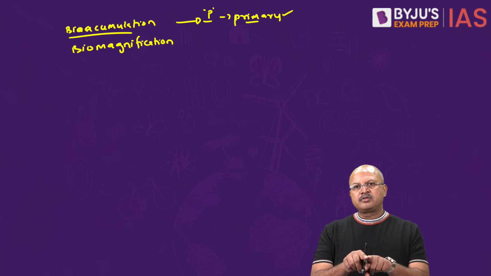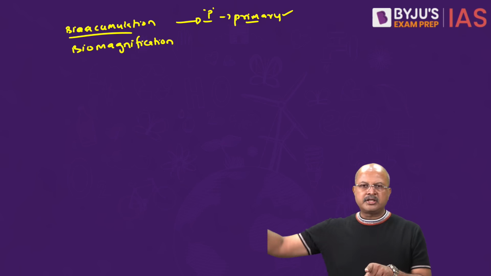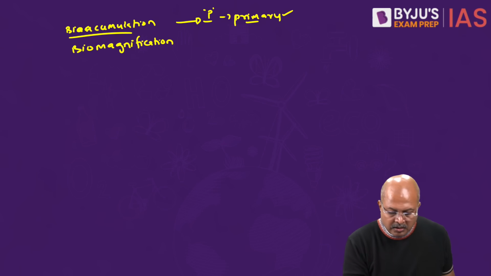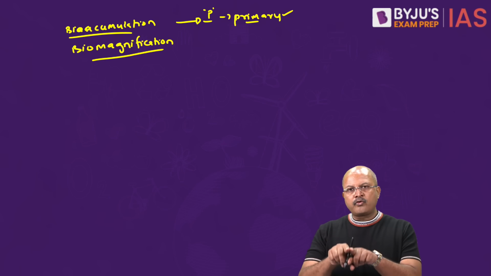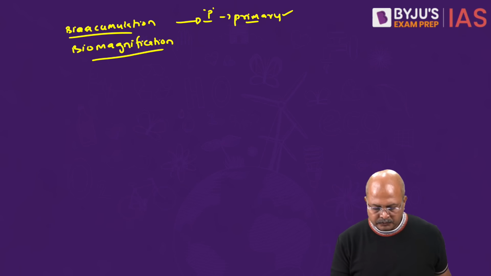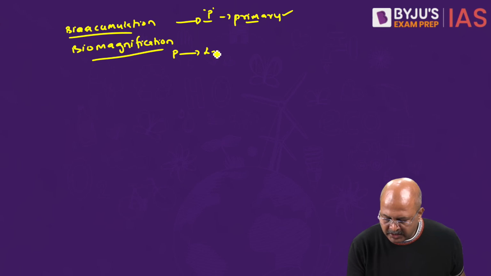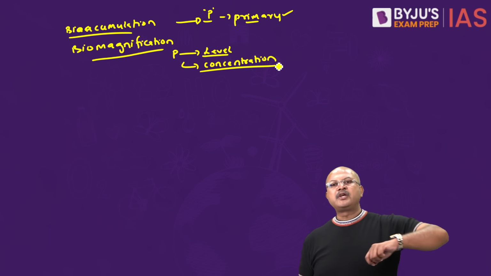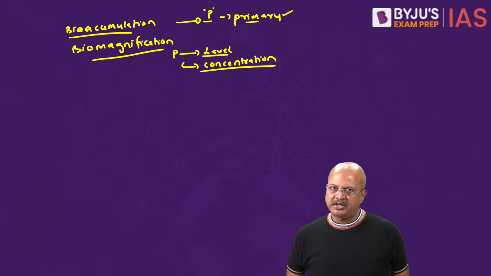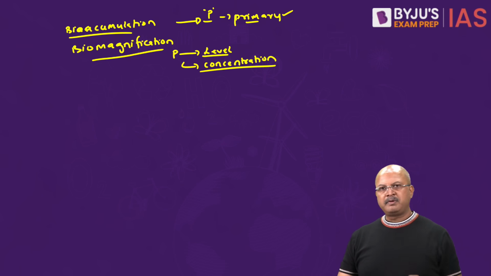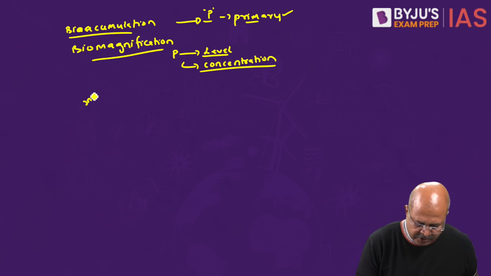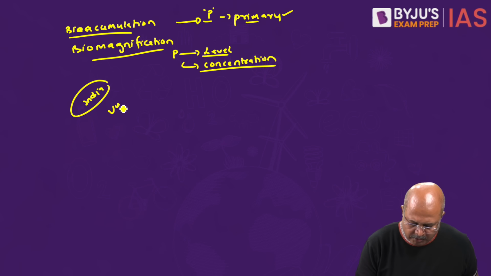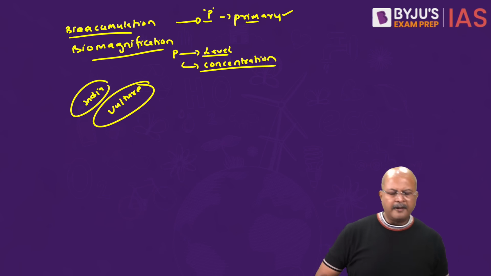Now these primary consumers, when they are eaten by the secondary consumers, tertiary consumers, then the pollutant moves from one level to the next level along with increasing its concentration. When the pollutants move to the next level along with increasing concentration, we refer to that as biomagnification or bioamplification.